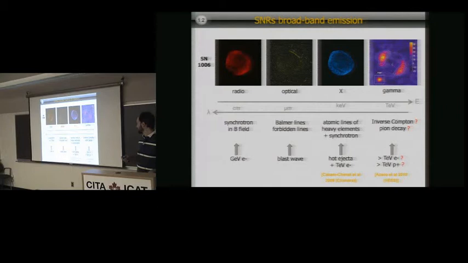This is another broadband view on the supernova remnant emission, for a remnant observed in this way. So particles are at both ends of the spectrum. We see electrons in the synchrotron emission from the radio to the X-ray, and you see inverse Compton emission in gamma rays. And protons, when they collide with ambient matter, produce pions which decay into gamma rays.